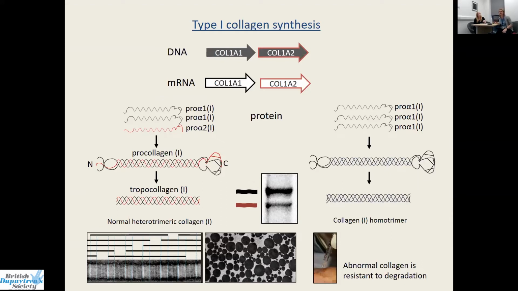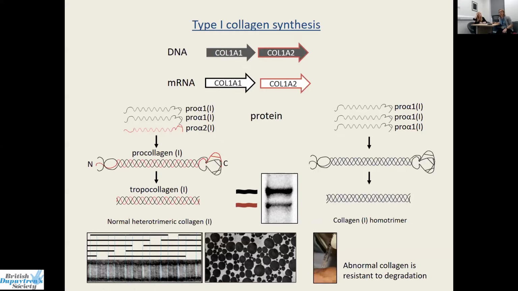So one thing that might go wrong is that the type 1 collagen becomes abnormal itself. So what can happen is that this second gene contributes less to the collagen that's produced, and then we get a collagen that's only made from the products of one gene. And this is a problematic type of collagen because it's resistant to degradation. So potentially this type of collagen could accumulate and exacerbate the fibrosis in fibrotic diseases and in Dupuytren's disease.